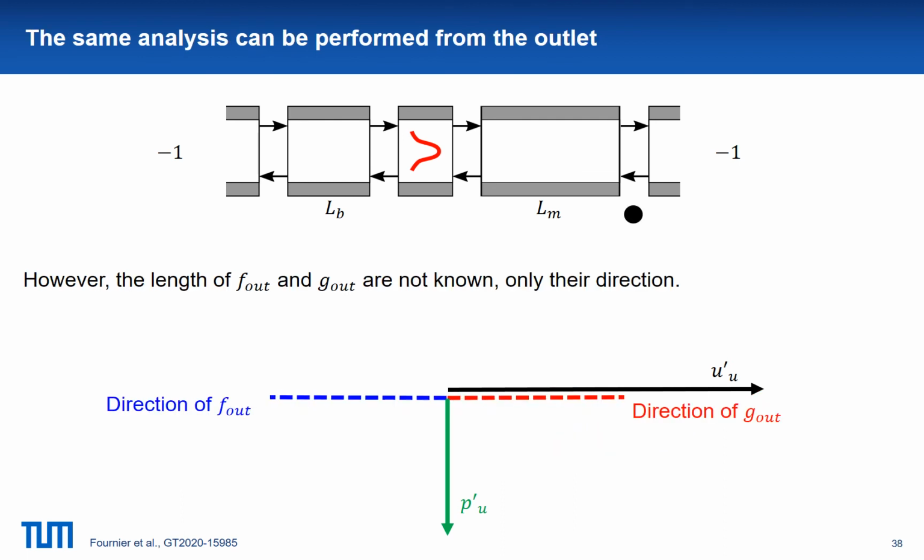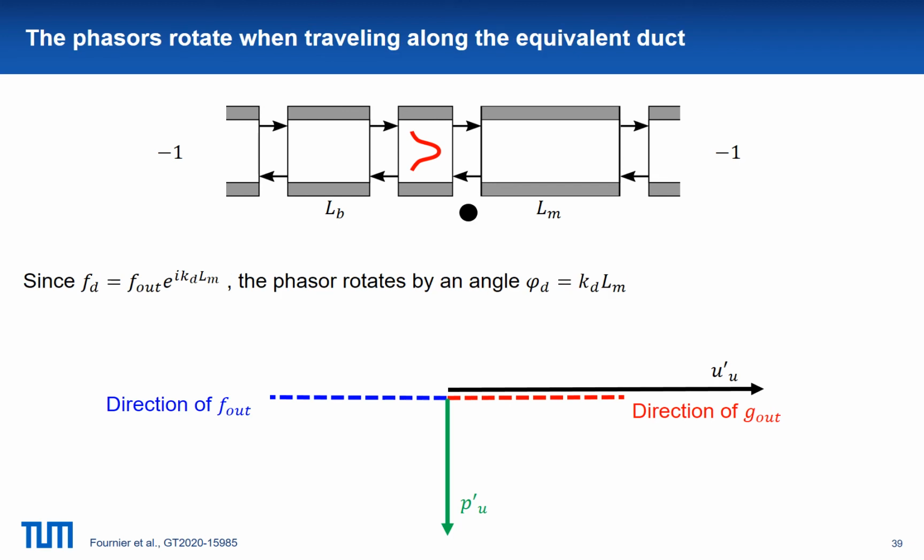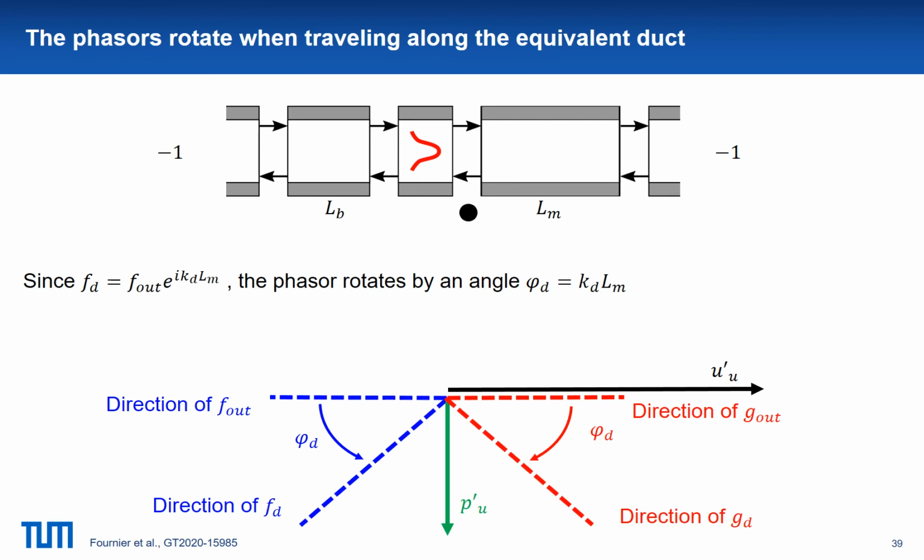The same analysis can be performed from the outlet. However, there we do not know in advance the length of the phasors F out and G out, only their direction, since they must also satisfy the boundary condition. When traveling along the equivalent duct, the phasors will rotate also by an angle phi d. However, note that here the direction of the rotation is the opposite, since we travel in the upstream direction.